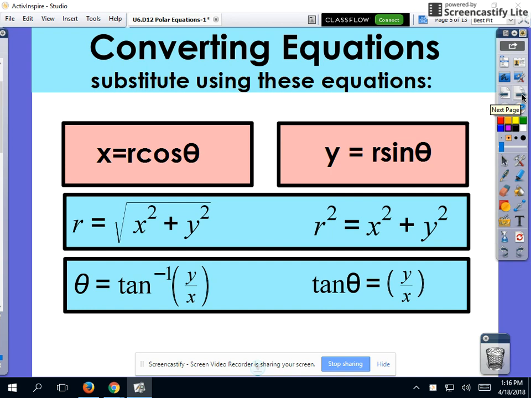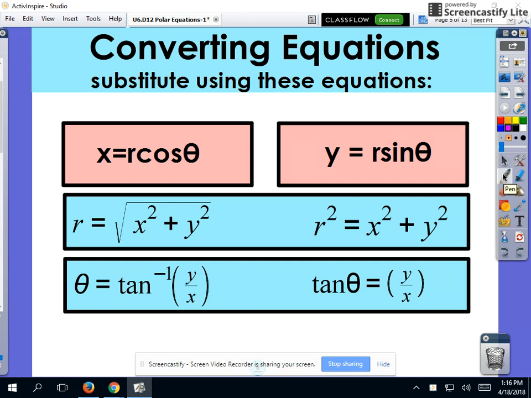Okay. So now we're talking about converting equations. That was just a quick little reference to when you have an r equals a value and the theta equals a value. But now we have conversions. That is our goal today. And this is what I call our toolbox. X equals r cosine theta and y equals r sine theta.